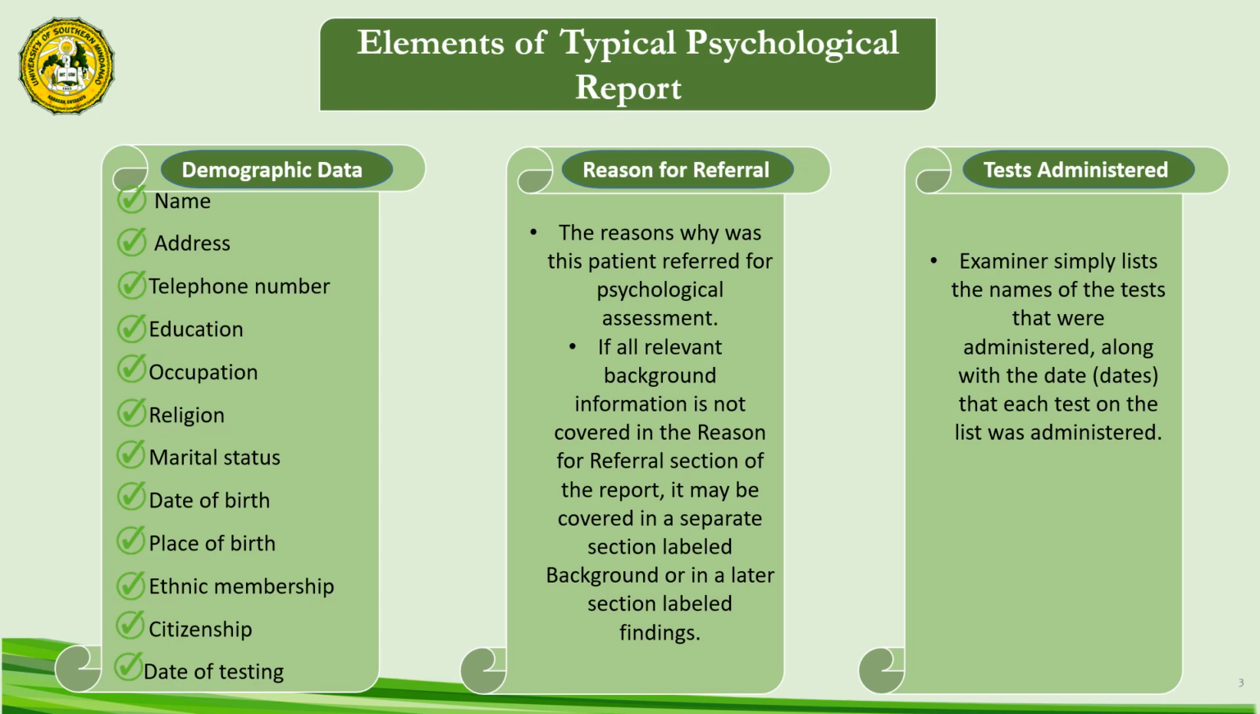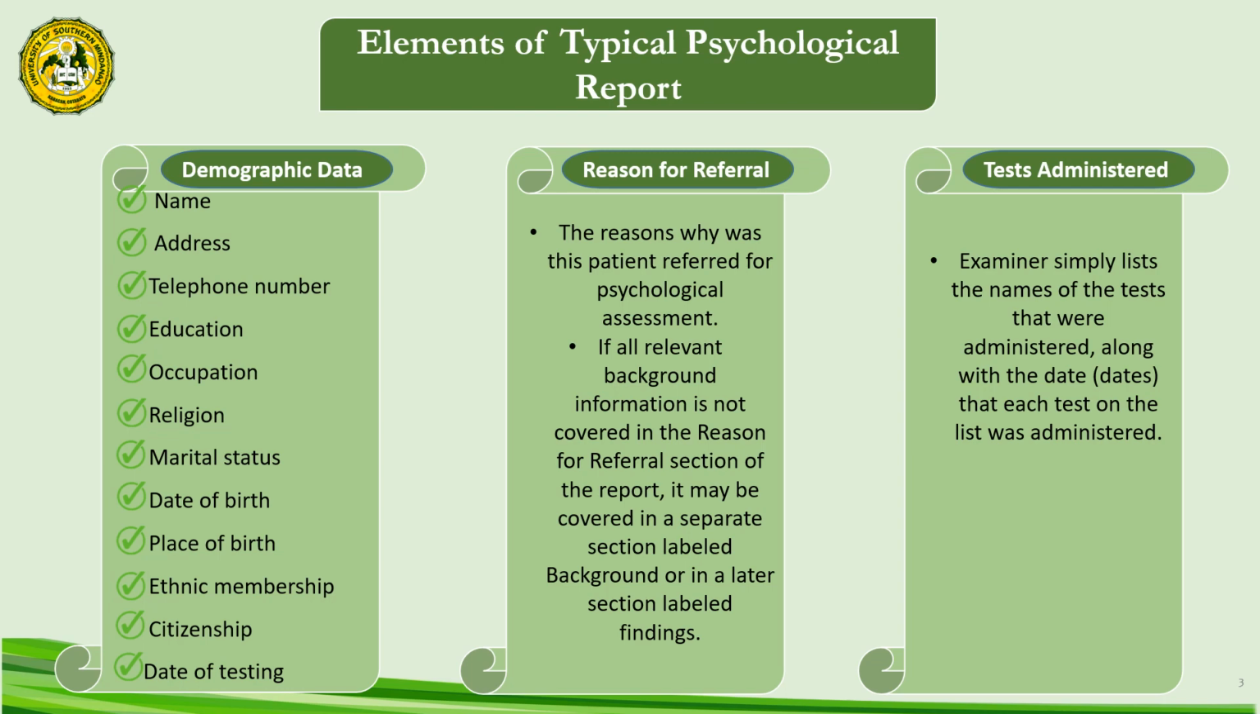Included here are all or some of the following: the patient's name, address, telephone number, education, occupation, religion, marital status, date of birth, place of birth, ethnic membership, citizenship, and date of testing. The examiner's name may also be listed with such identifying materials.